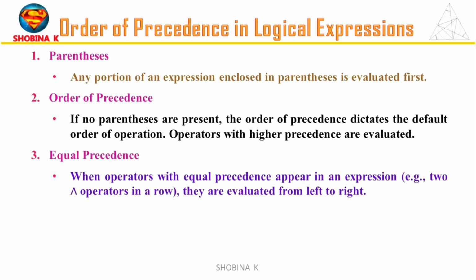This rule dictates that operators of the same level of precedence are processed from left to right. In other words, they are applied in the order in which they appear in the expression, that is, proceeding from left to right. For example, take this expression: A and B and C. In this expression, we have two conjunction operators in a row. According to the equal precedence rule, A and B is evaluated first and then the result is combined with C.